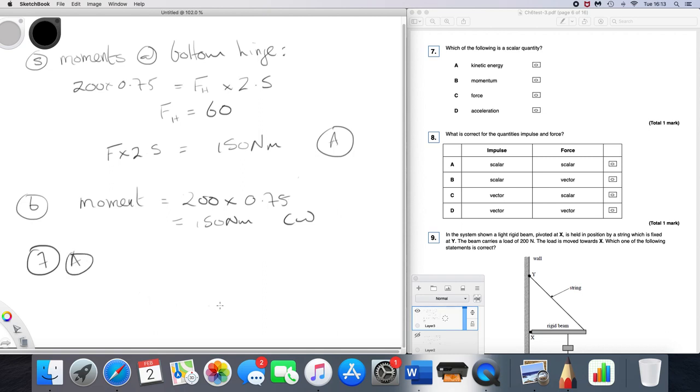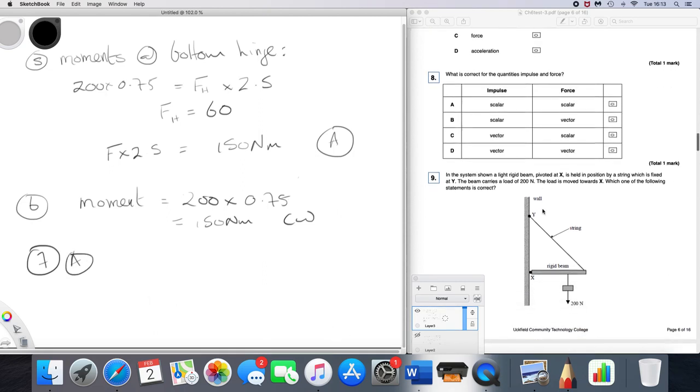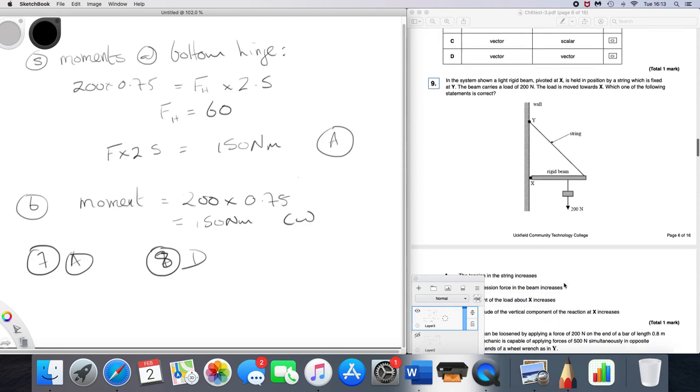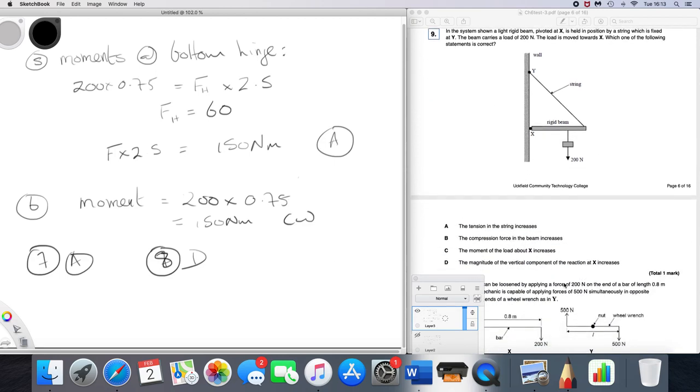Question 8, which is correct for the quantities. Well, impulse, that is force times time. So that has to be a vector, and force is a vector. So the answer has to be D. Oh, that's an 8, sorry. Question 9. As I said, they're not all as difficult as the first few.